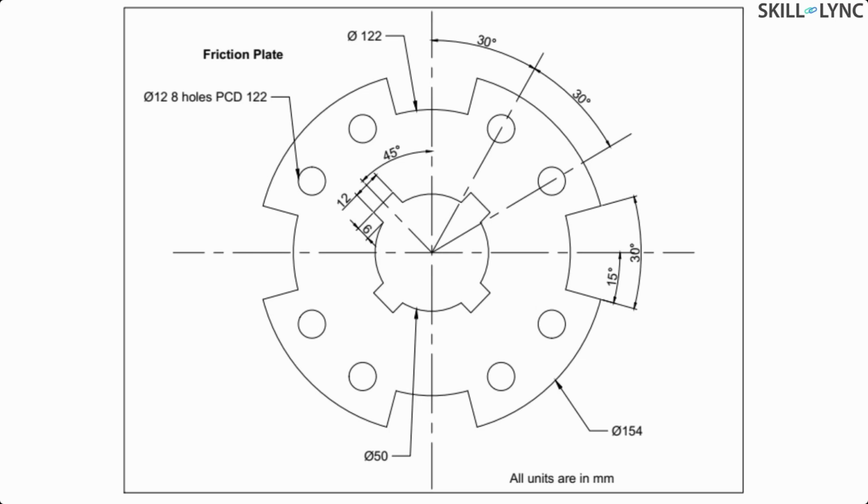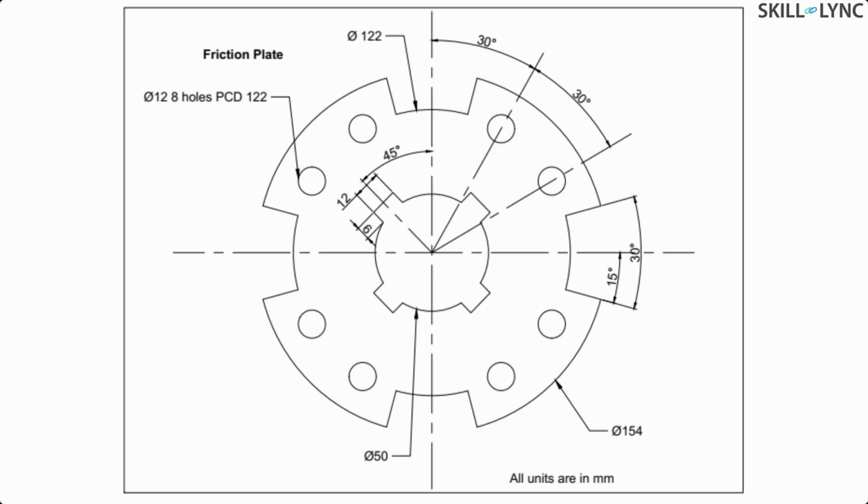Here you have to be very particular about the dimensions, key dimensions. So before proceeding to draw any new drawing, always make sure you are very clear with what the drawing entails or calls for. First, the application you have to be very clear about. This is a friction plate that's going to be used in an automotive engine or a gearbox.